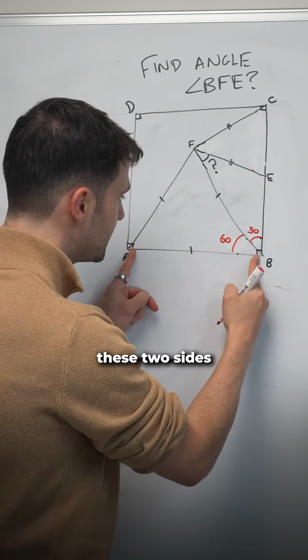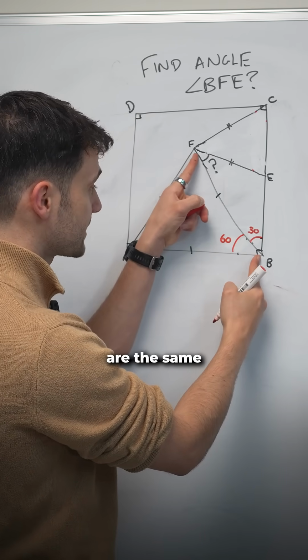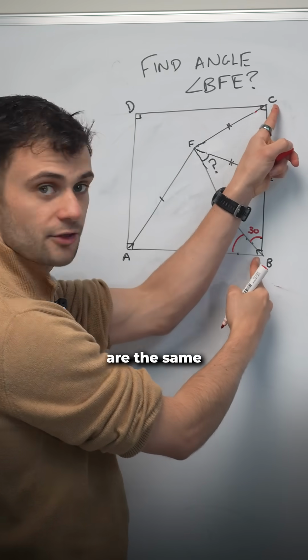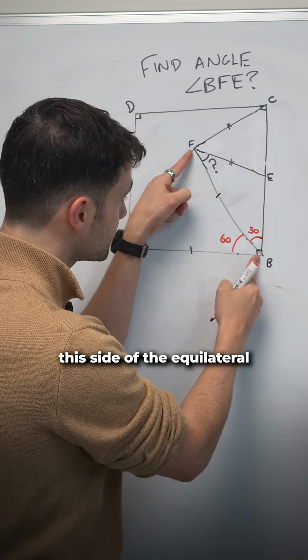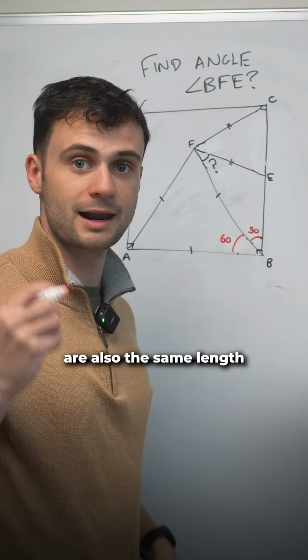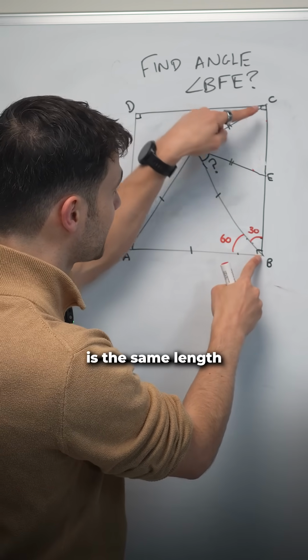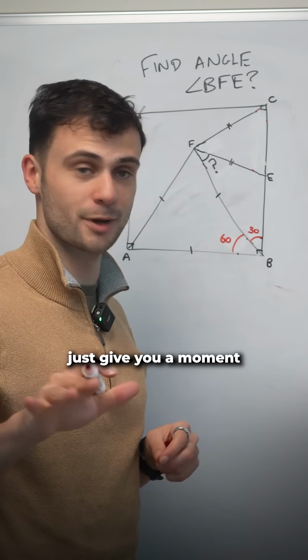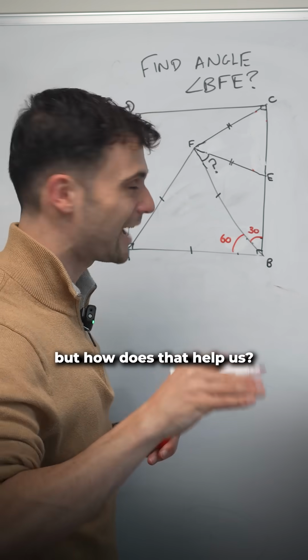Because we have these two sides of the equilateral are the same, and these two sides of the square are the same, that means that this side of the equilateral and this side of the square are also the same length. So BF is the same length as BC. Just give you a moment so you can see that. But how does that help us?